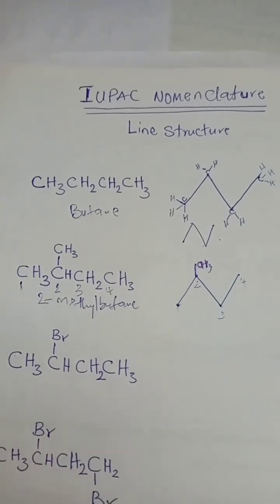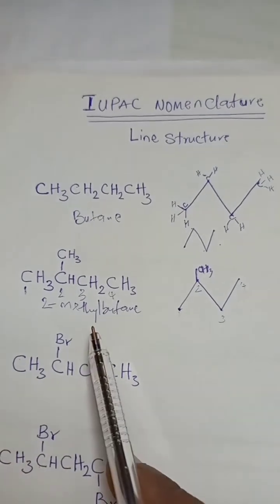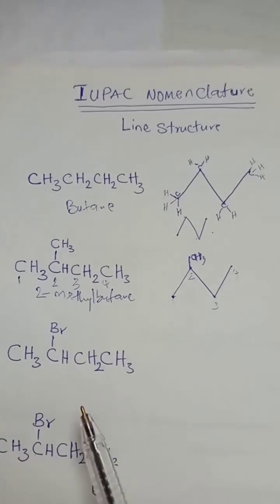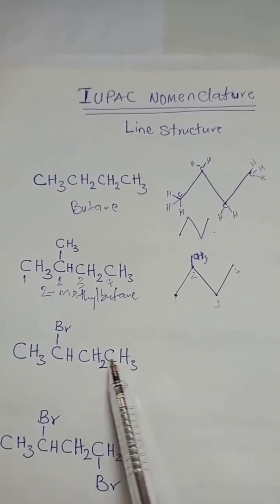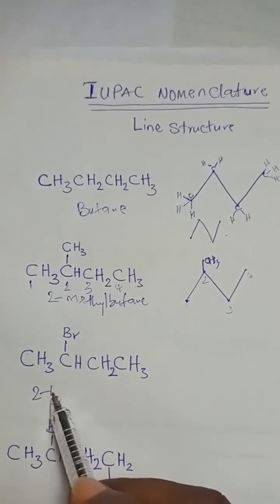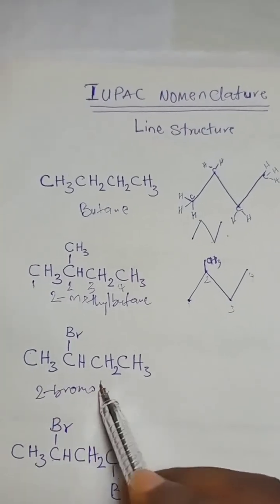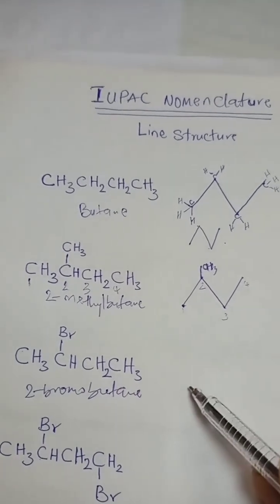So this is it. This is the same thing as saying 2-methyl butane. Same thing as this. Are we together now? Now look at this one. Determine the longest carbon chain still. 1, 2, 3, 4. 4 carbon chain. At position 2 we have bromine. So we have 2-bromo butane. So 2-bromo butane. Now let's draw the line structure.